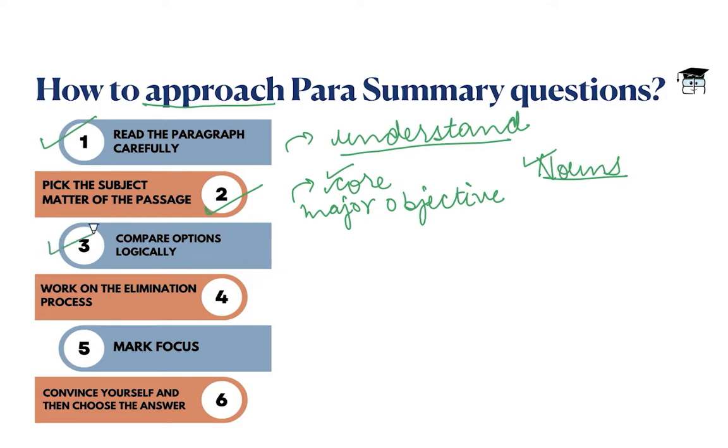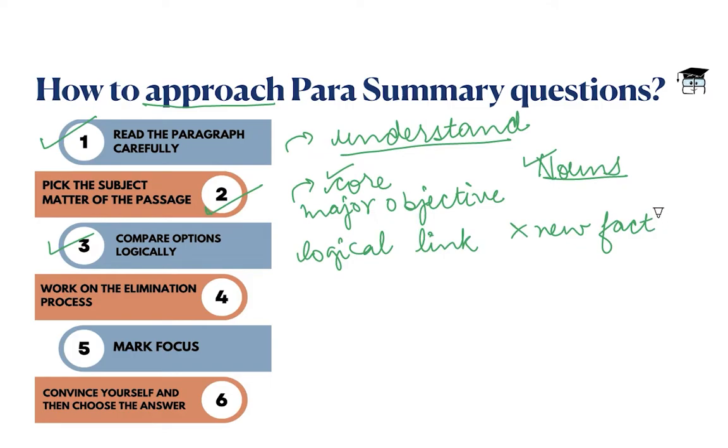Okay, approach 3, compare options logically. With this logical link between the nouns, you must start comparing the options. Now when you're looking at options, you must compare these options logically. Option comparison is a very important step. The right option must not have anything apart from what is given in the passage. That means no new fact should be there in the option. Nothing new should be introduced.